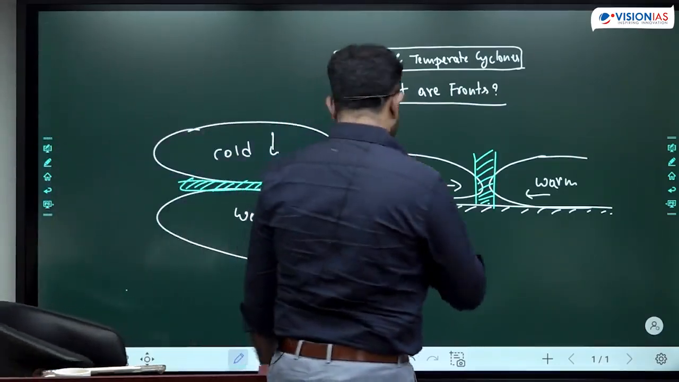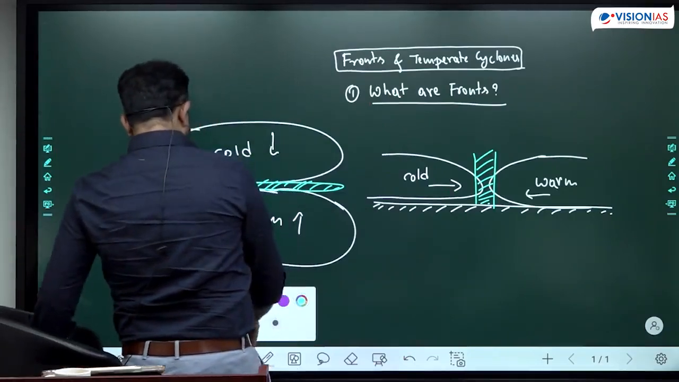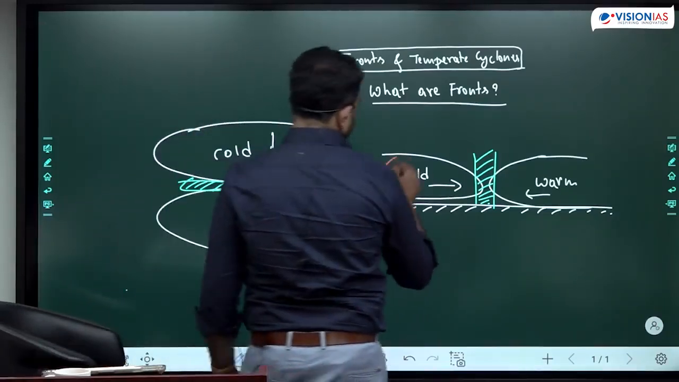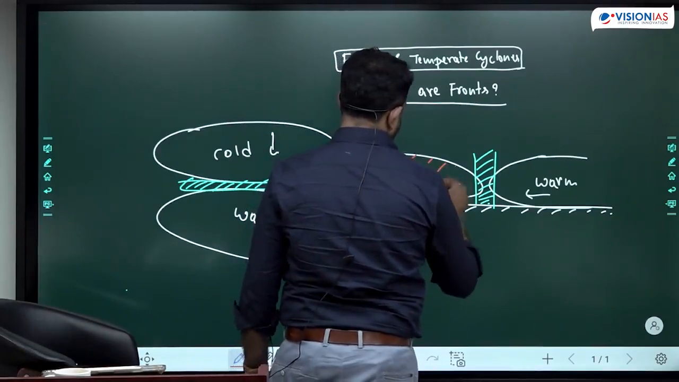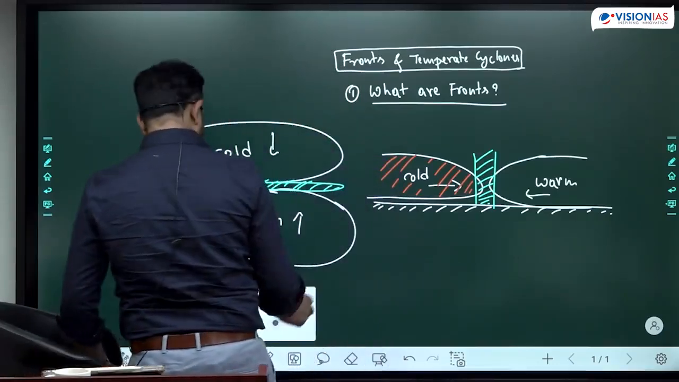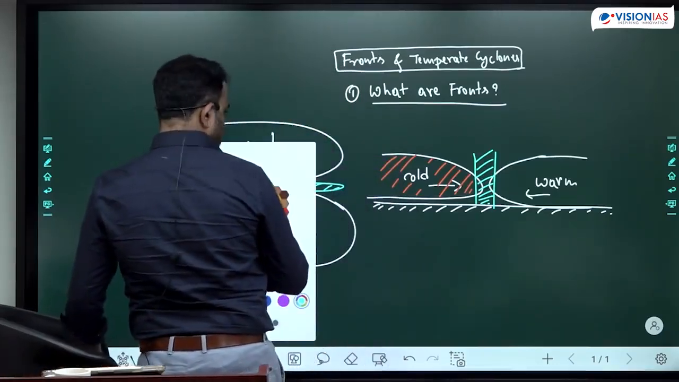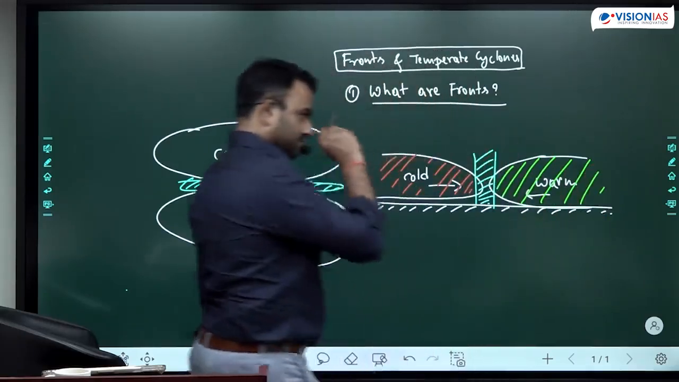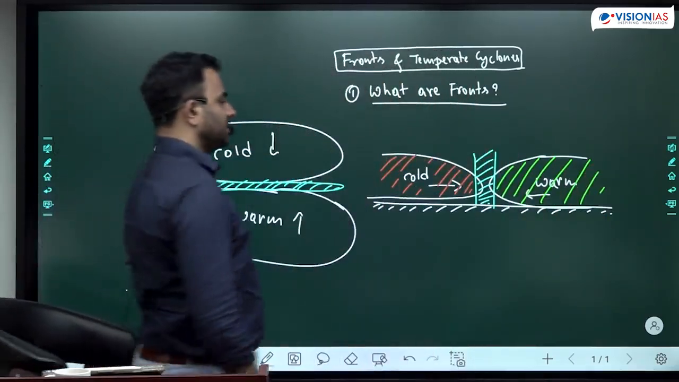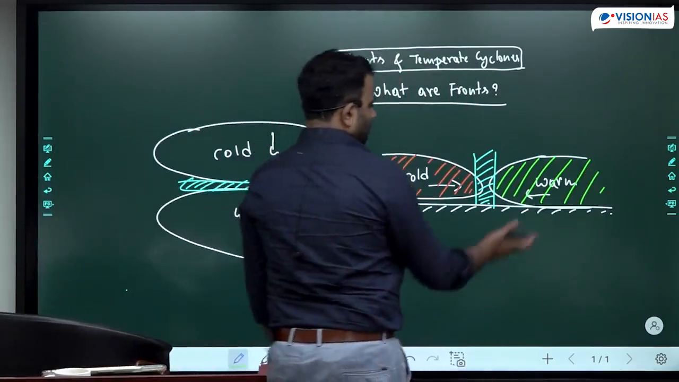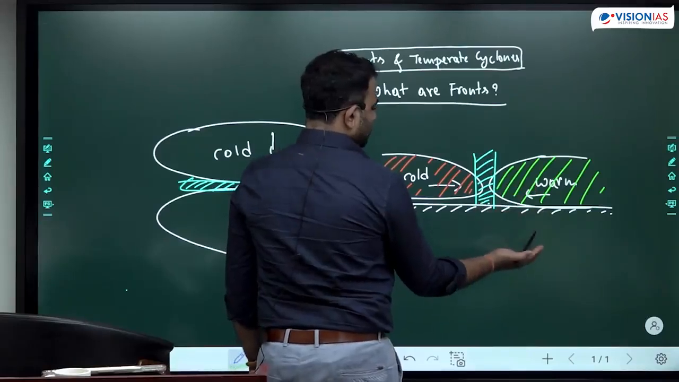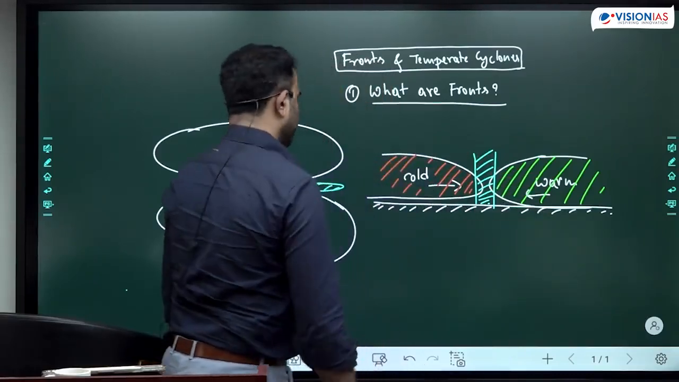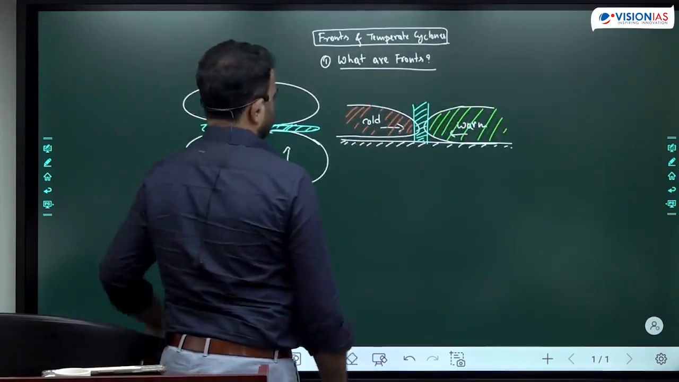During this, the cold air mass is denser in nature. The warm air mass is lighter in nature. As they try to push each other, warm air mass being lighter in density gets uplifted by the movement of cold air mass. ठीक है?